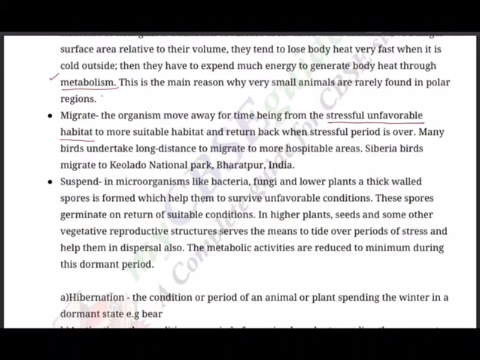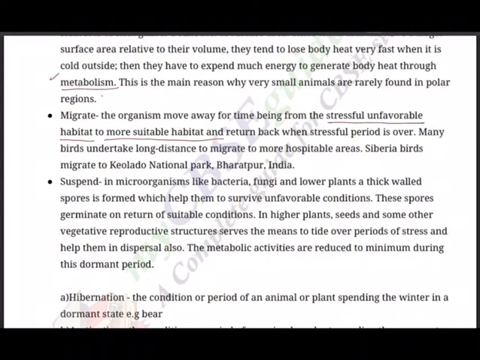Like Ranganathittu, Mysore, very famous. All the birds from the world will come to Ranganathittu. So this is the migratory habit. This migration is one of the adaptations to escape from unfavorable environmental conditions, and move to a more suitable habitat and return back when the stressful period is over. Many birds undertake long-distance journeys to migrate to more hospitable areas. Of course, you know the most famous one is the Arctic tern.